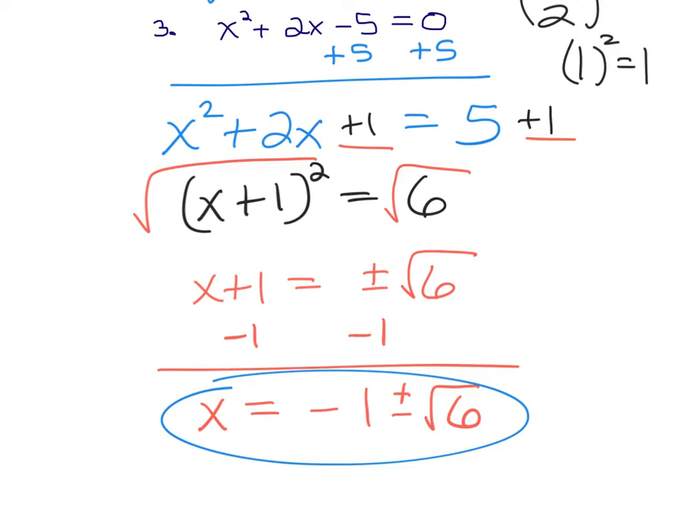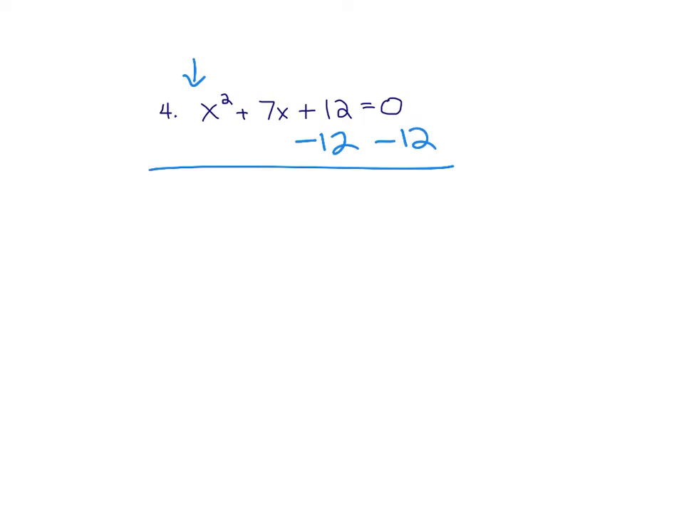Now I'm going to do one where the b term is an odd number and I get a fraction. Let's try one where the b term is an odd number. The process is still the same. Okay, check first. It's got a 1. Move the constant. x squared plus 7x, blank space here, equals negative 12, blank space.